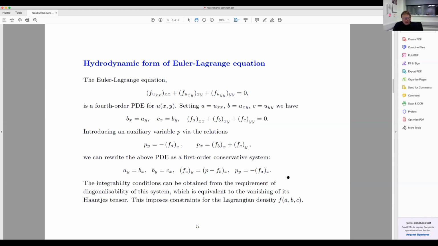And by the way, in this system, the unknown is one function, f of ABC, right? So for a generic function, clearly this system will not be integrable, and integrability conditions impose constraints for this function of ABC. And these constraints, I will show you in the next slide.